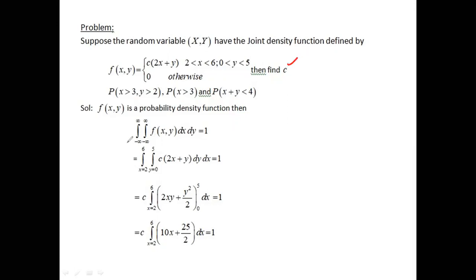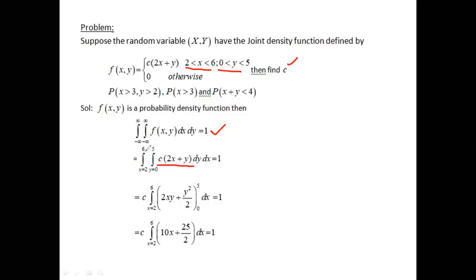So we are taking the limits of the integral, x from minus infinity to infinity and y from minus infinity to infinity, of f of x comma y dx dy, equals 1. But the function is defined between x equals 2 to 6 and y between 0 and 5. So we are taking x equals 2 to 6 and y equals 0 to 5, and in between that the function is c of 2x plus y dy dx equals 1.